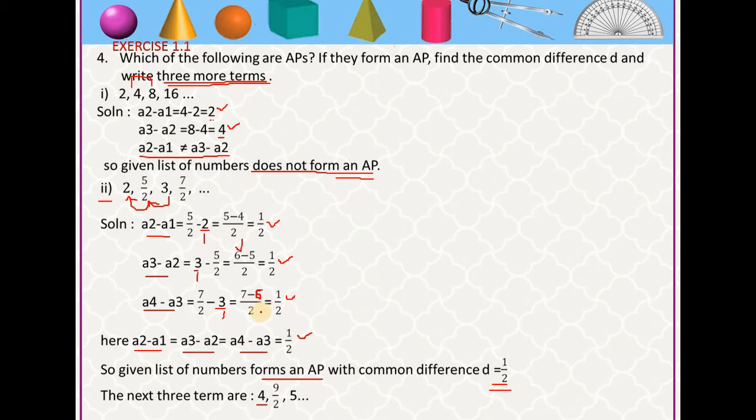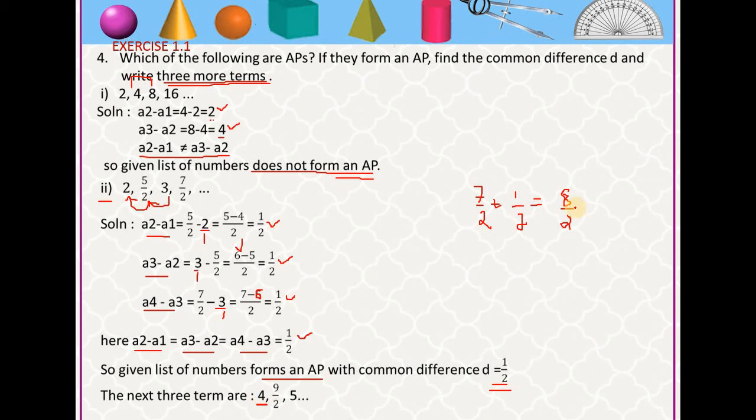Then the next term, after this term, we can write 7 by 2 plus 1 by 2. So 7 by 2 plus 1 by 2 is equal to, here we get the numerator 8, so 8 by 2. So this 8 by 2 is 4.